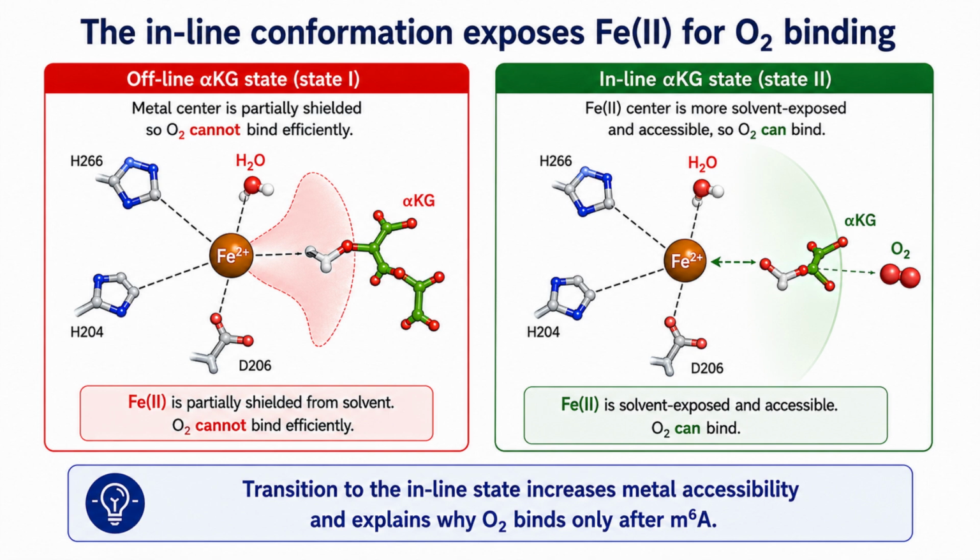That rearrangement answers the second question. The inline state makes iron(II) more accessible to O2, so m6A does not simply bind as a substrate. It shifts the alpha-ketoglutarate equilibrium toward the inline conformation, exposes the metal center, and enables oxygen activation.